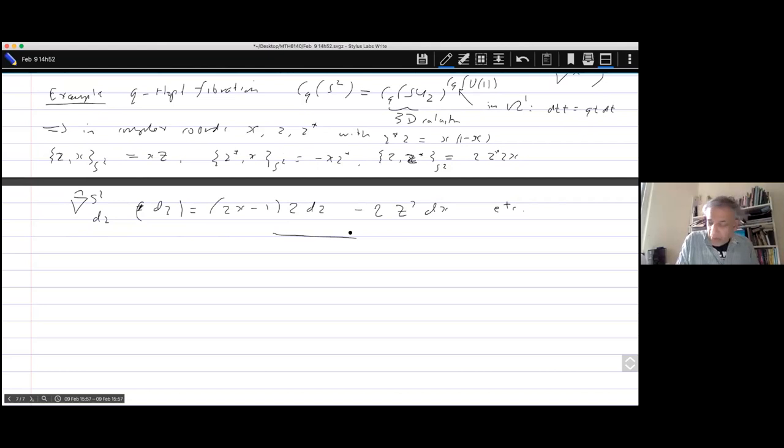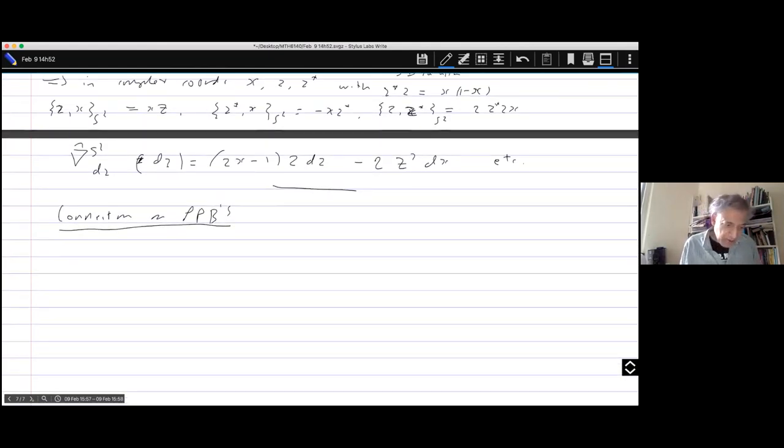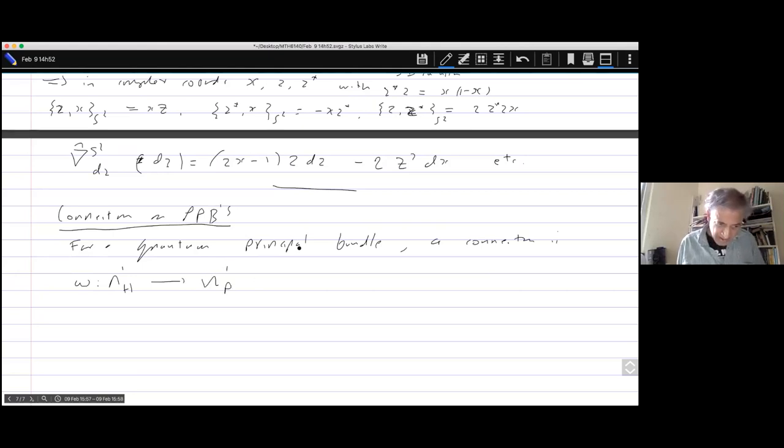So now I want to have the last section on connections on Poisson principal bundles. So let me remind you a little bit about the quantum level. So for a principal bundle, a spin connection, a connection if you like, in a concrete manner, is omega from lambda 1h into omega 1p. I defined all these things earlier, such that it's equivariant.